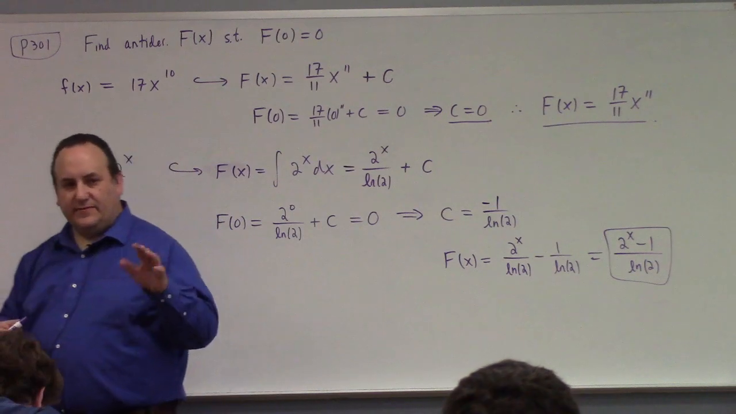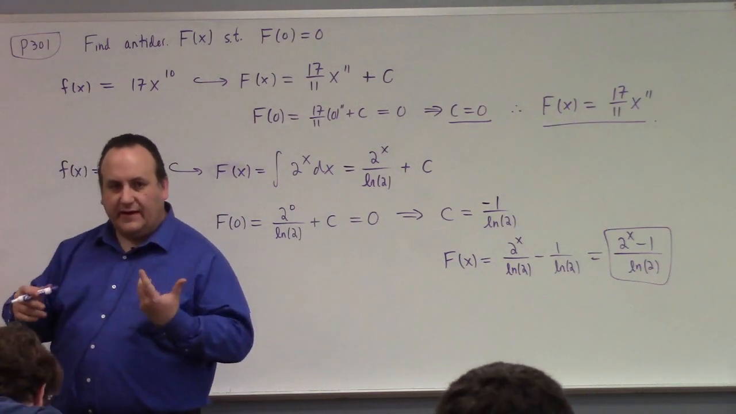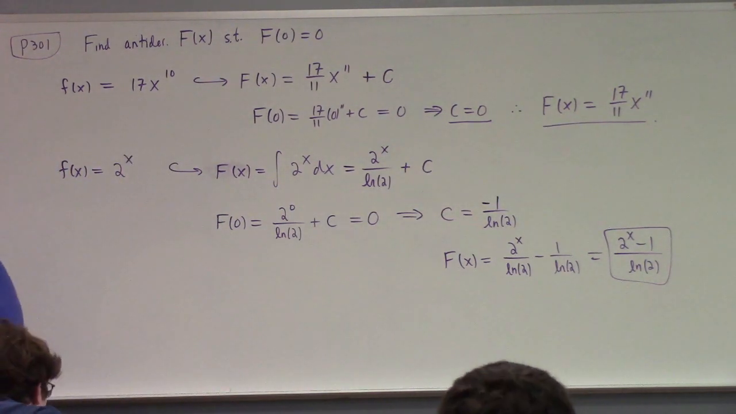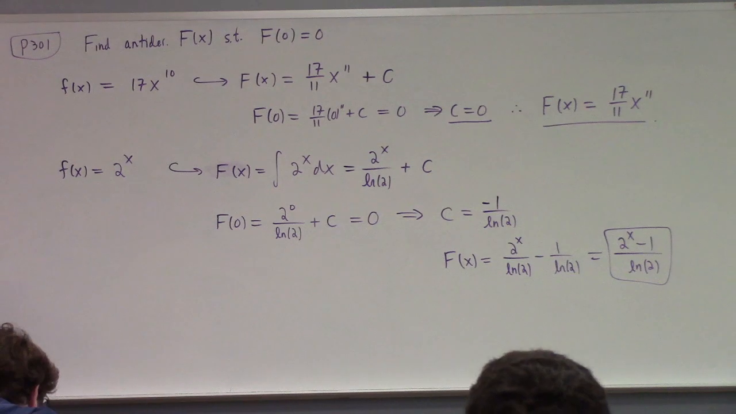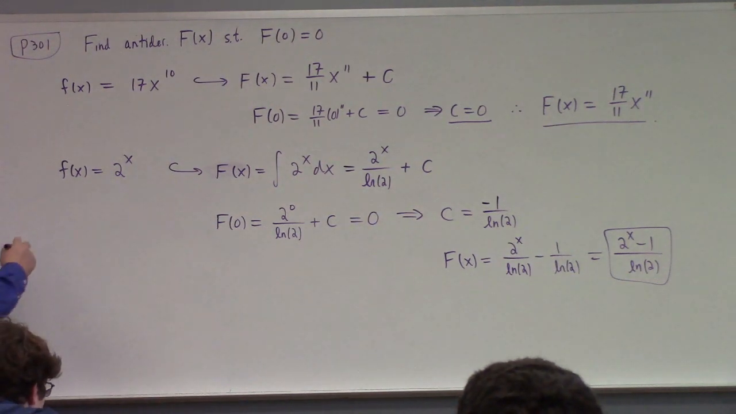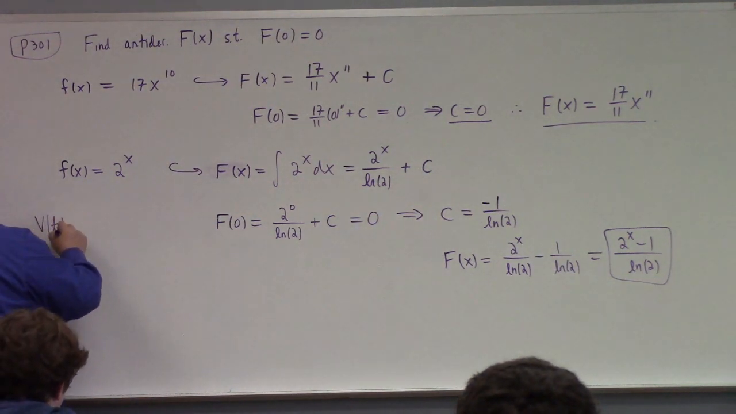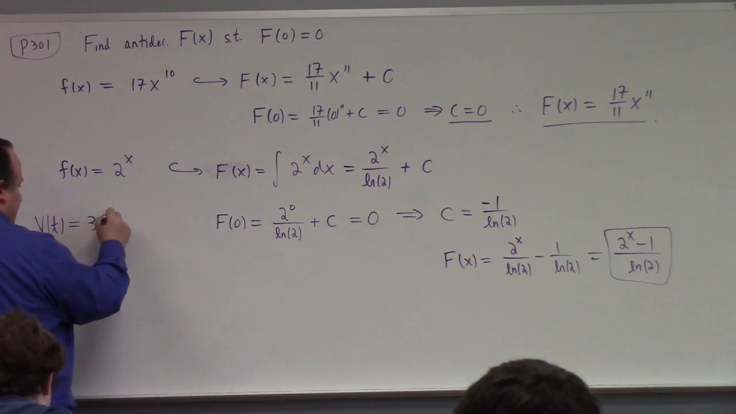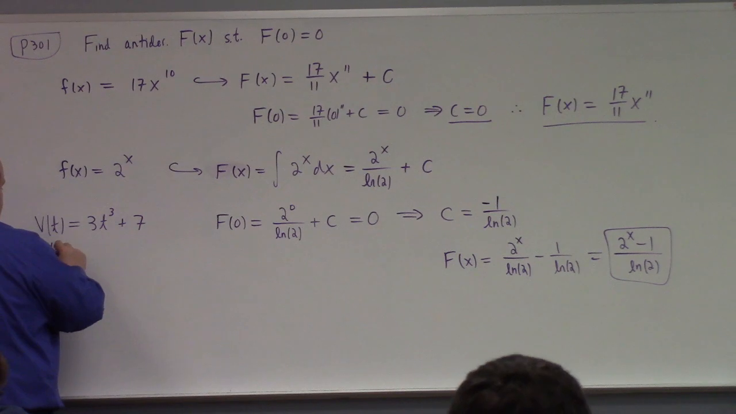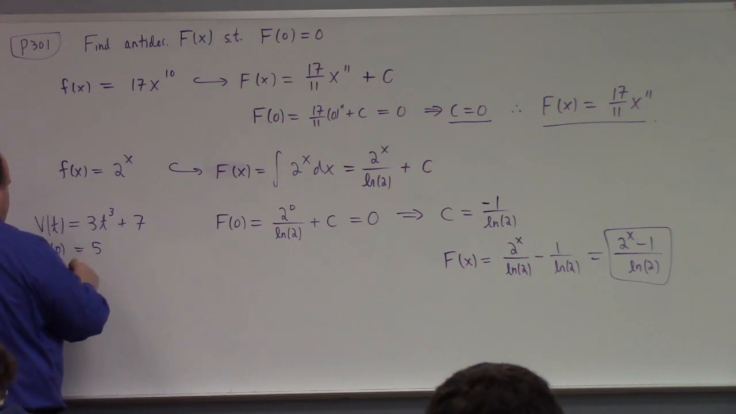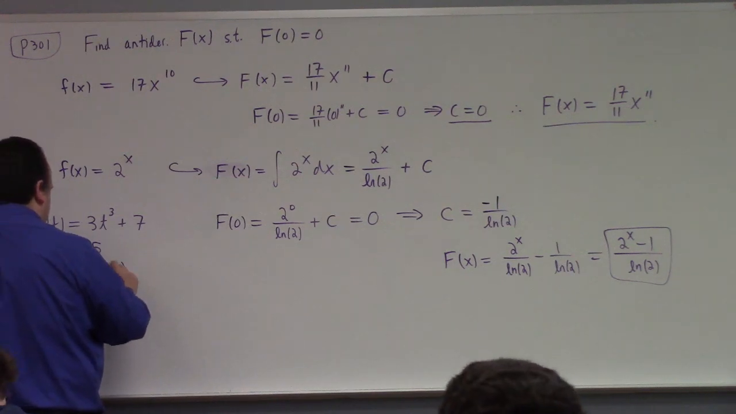So that's the extra step. To answer your question, we have to fit the constant to the initial condition, right? This becomes more interesting if I say something like v of t equals 3t cubed plus 7, and x of 0 is 5. Find position as a function of time.